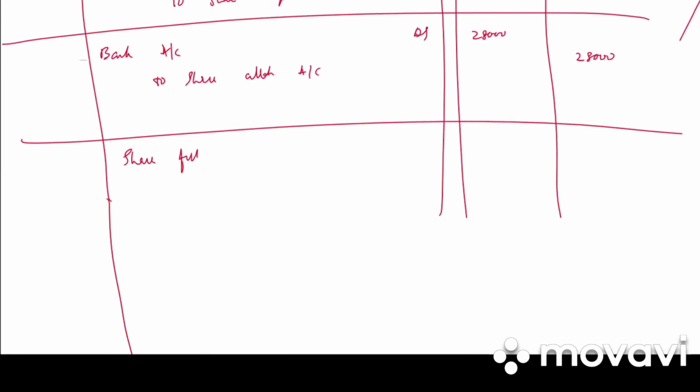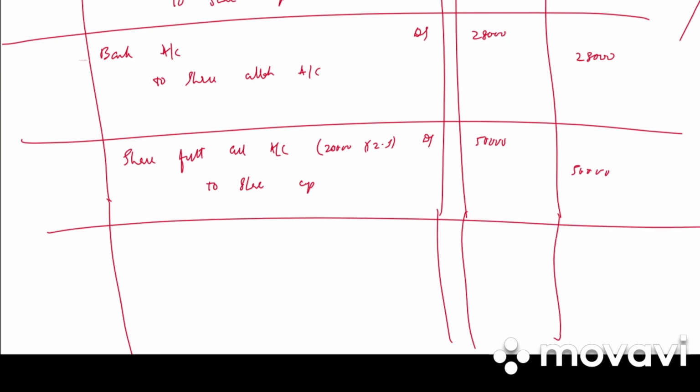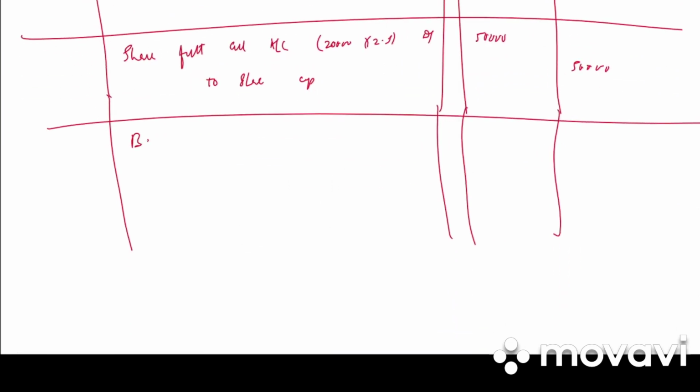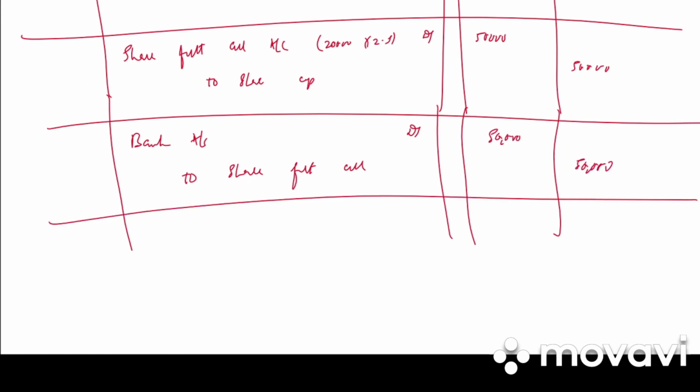Next we have share first call account debited to share capital account, 20,000 into 2.5, 50,000 debit, 50,000 credit. Write the narration: amount due on first call. Next the entries are same. It is bank account debited to share first call account, 50,000 debit, 50,000 credit. Write the narration: amount received on first call.